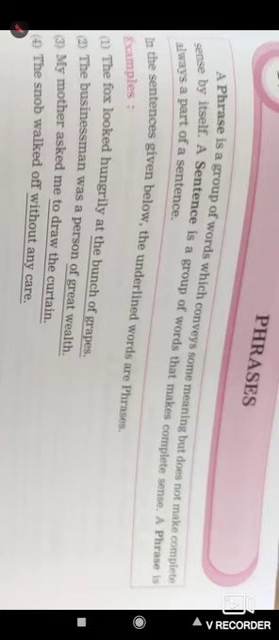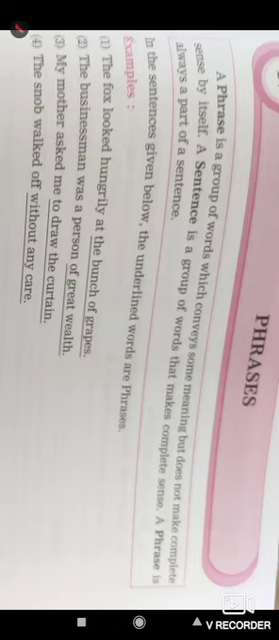The third one is: My mother asked me to draw the curtain. To draw the curtain is a phrase. It gives some meaning, not the complete meaning of the sentence, okay. And the last one is: The snob walked off without any care. Without any care is a phrase which is used. The underlined group of words is a phrase used in the sentence, okay. So here are some examples of phrases.